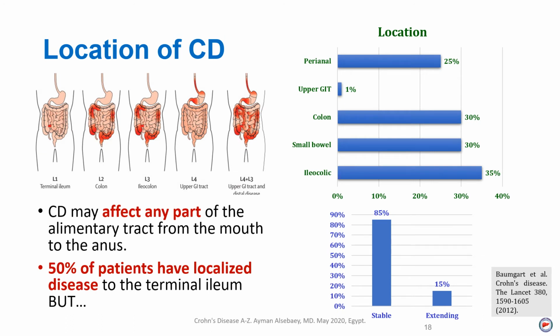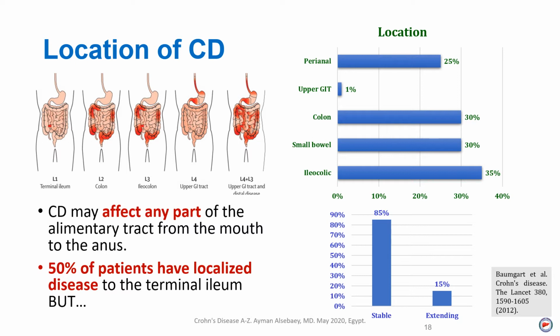Now we come to the location of the disease. We have said that Crohn's disease may affect any part of the GIT from the mouth to the anus, unlike ulcerative colitis, which is confined to the colon only.